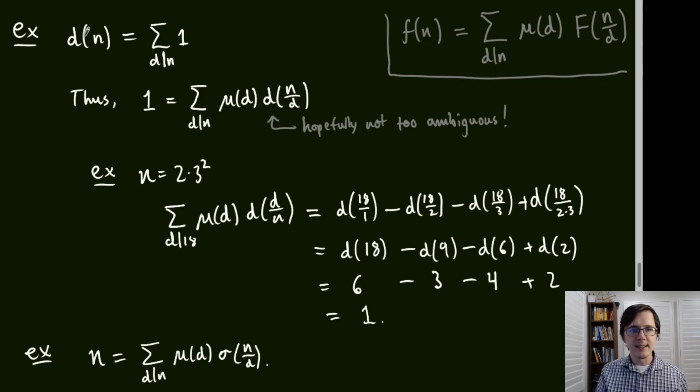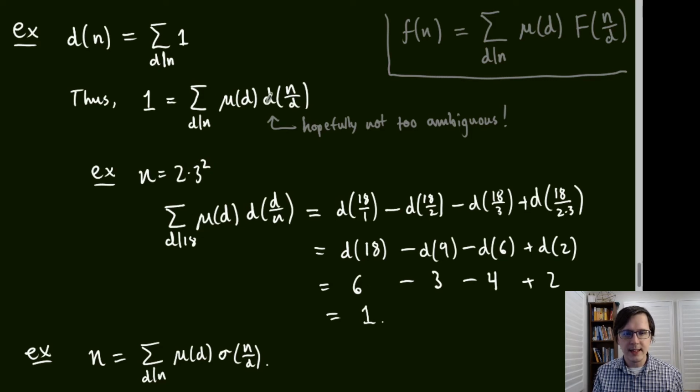So little d of n, remember, is the sum of 1 over all divisors of n. And so we can apply the formula, since d is the capital letter version of the constant 1 function. So we can put the constant 1 function over here, and then the formula tells us that it's the sum over all divisors of the Möbius function of the divisor times d of the complementary divisor. So again, hopefully this isn't too ambiguous with d showing up in two different ways here. So let's look at an example. Again, 18.